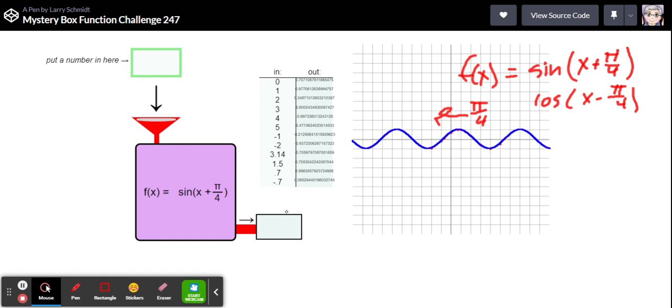Let's go ahead and graph that. Yeah, and it looks just like the sine or the cosine function. It's just been shifted back to the left by pi over 4.